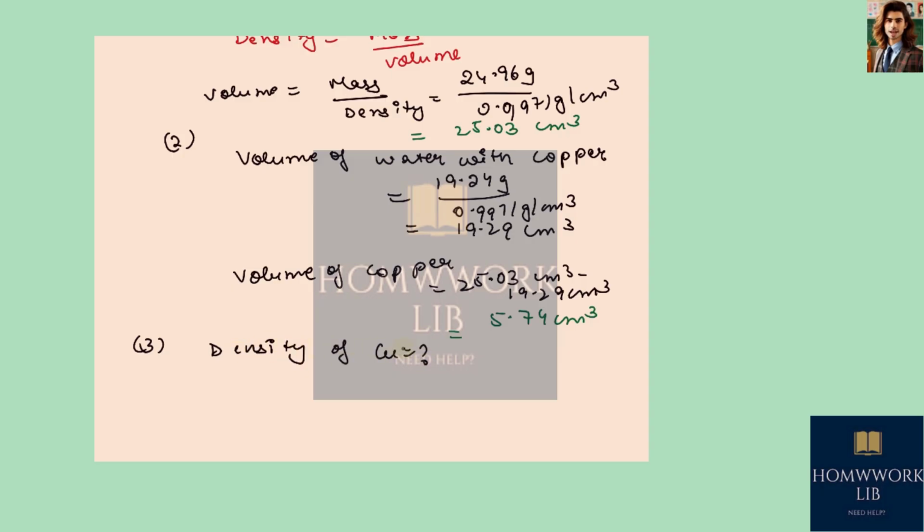Now in the next part we have to find out the density of copper. Here mass is given and we have the volume. So density is equal to mass upon volume. So density is equal to 51.24 gram upon volume 5.74 centimeter cube. So here we get this density, which is equal to 8.93 gram per centimeter cube.